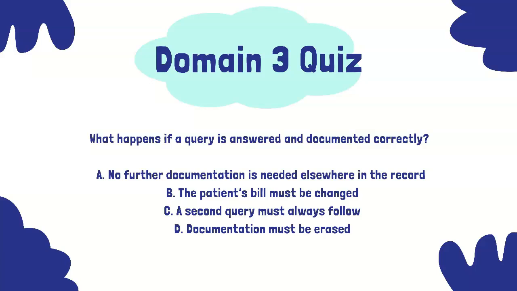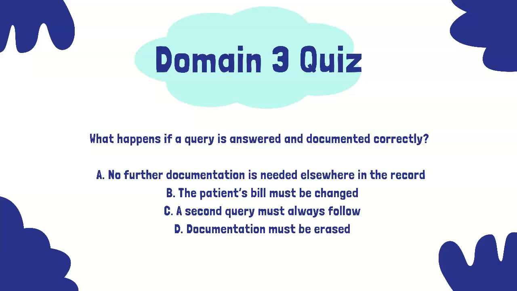All right. If you said A, no further documentation is needed elsewhere in the record, you are correct. One of the things that I really want you guys to understand is that even if the first answer looks like it's the correct answer, look at the rest of the answers to make sure that there isn't one that is the best answer, but then also don't second guess yourself.